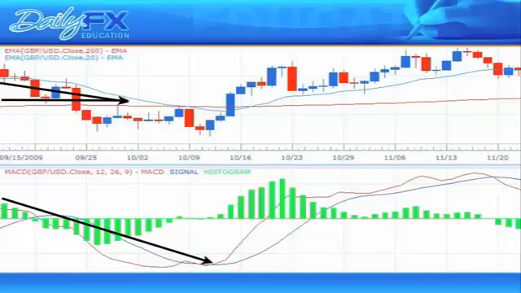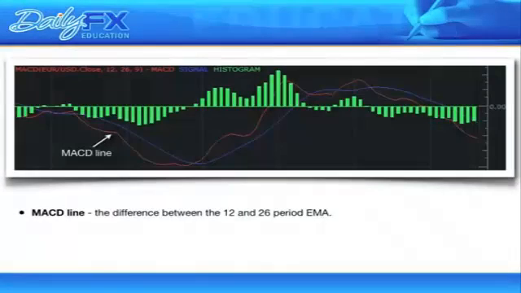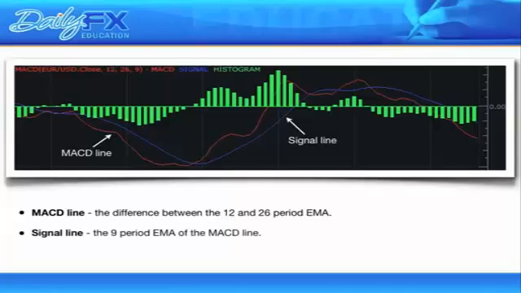Now the MACD line alone is truly beneficial to a trader, but there is another component of the indicator called the signal line, which for the MACD crossover strategy is the icing on the cake. The signal line is actually a moving average of the MACD line. When using the default settings of 12, 26, and 9, we're specifying that the signal line be a 9-period moving average of the MACD line.